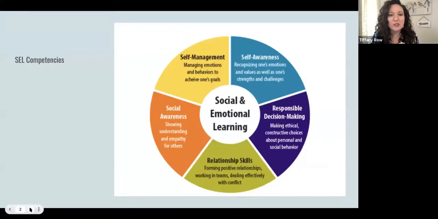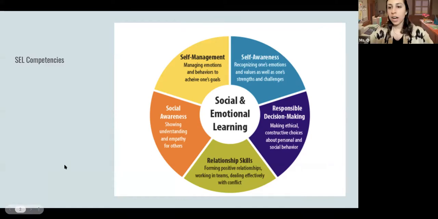All right, I will turn it over to Tanaz to give us an overview of social emotional learning. So I want to share this image for us. It's going to be broken down in the next slide. This is just a quick visual of social emotional learning. We have 5 different sections: self-awareness, responsible decision-making, relationship skills, social awareness, and self-management.